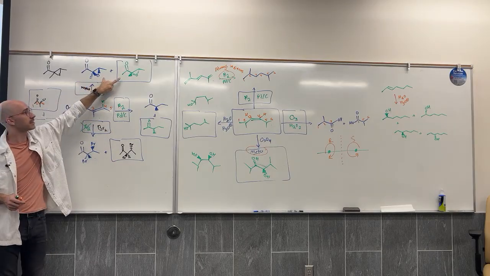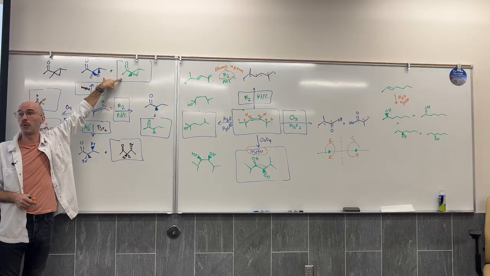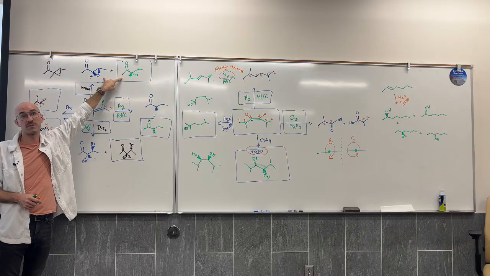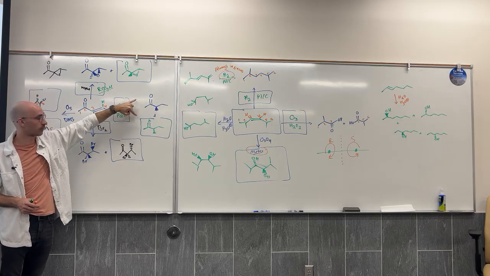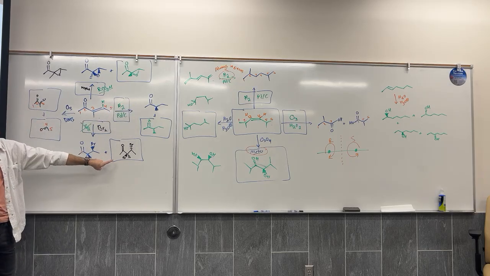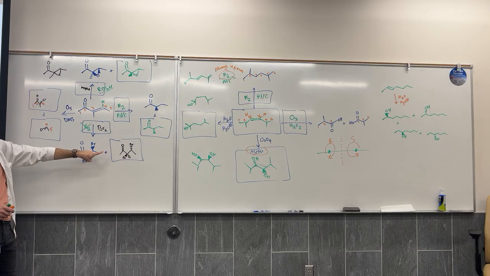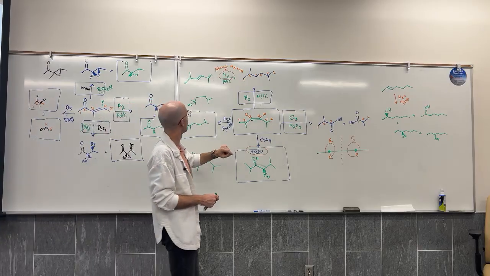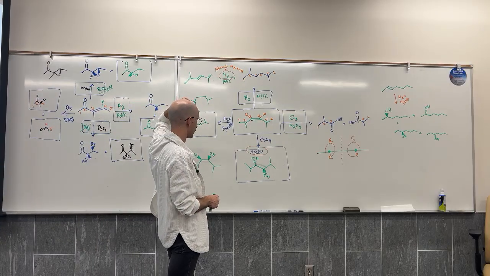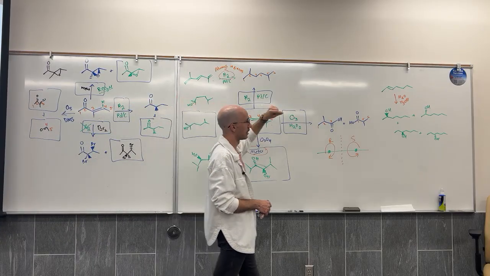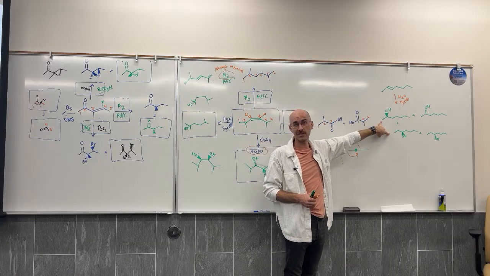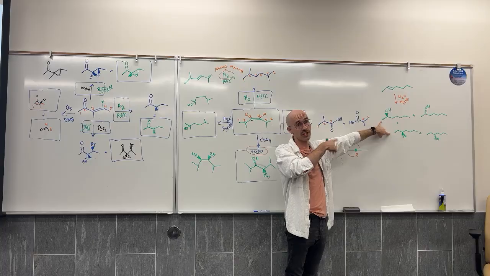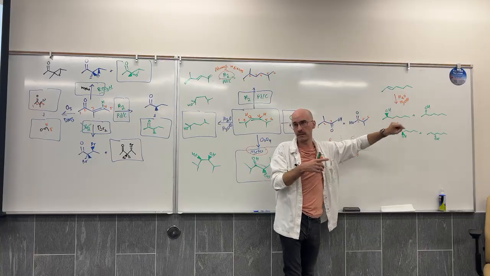So these are enantiomers. Both can form 50-50. These are enantiomers. They form 50-50. But I don't have a good example of diastereomers here. These are not enantiomers, so their relationship definitely won't be 50-50.